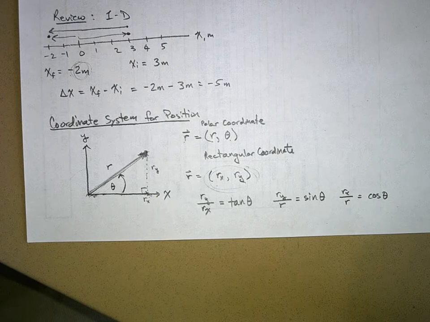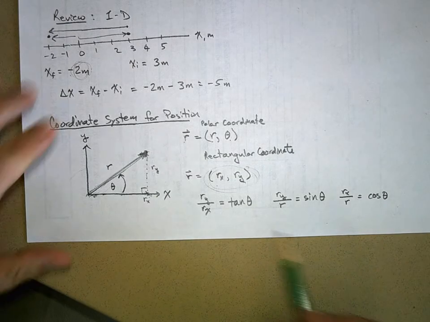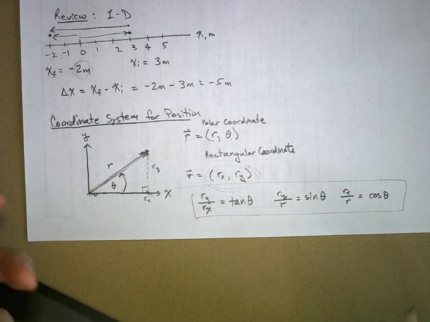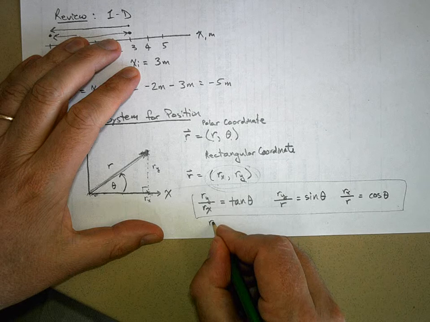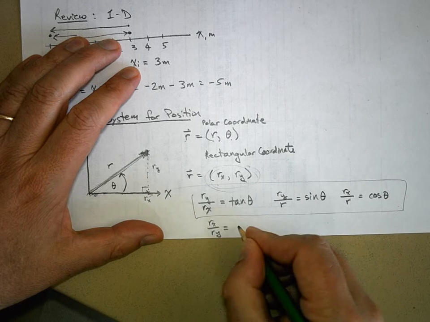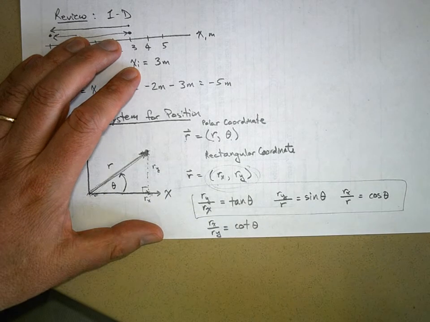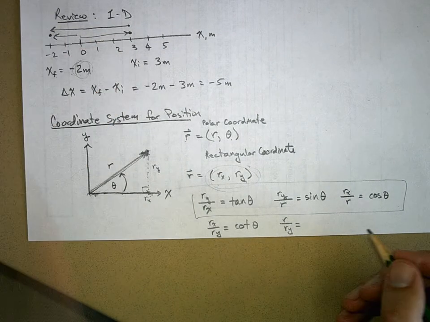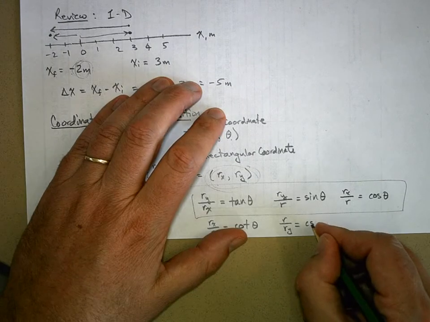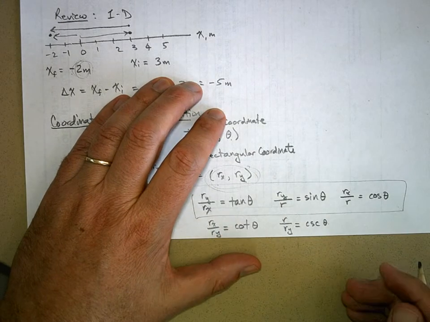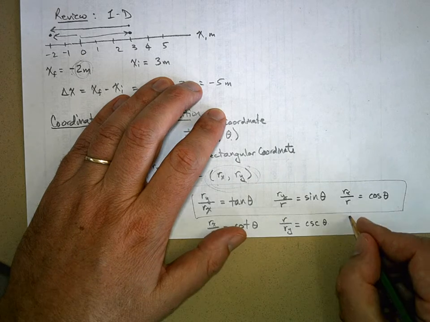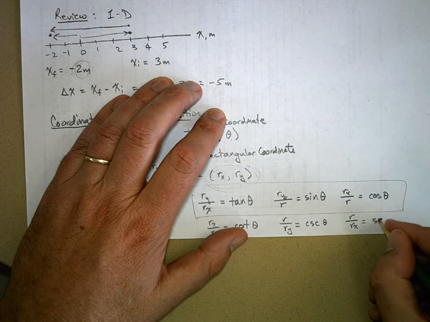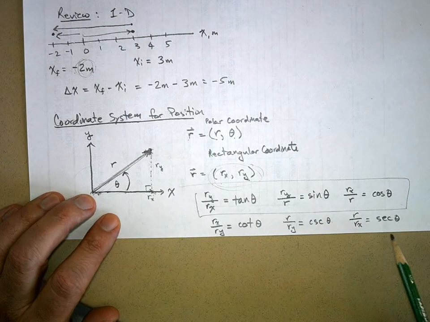And these are the ones that we're going to use in this class. Tangent, sine, and cosine. Of course, you have the reciprocals of these. You could just go, well, what is rx over ry? Well, by definition, that's cotangent theta, but we almost never use it in this class. We have r over ry. That's called cosecant theta, I believe, right? Sometimes I get cosecant and secant mixed up. R over rx is secant theta. But we don't use these ratios very much.